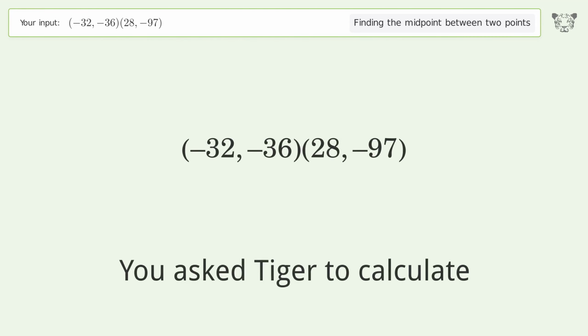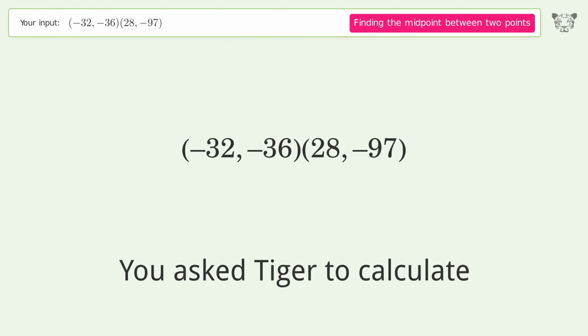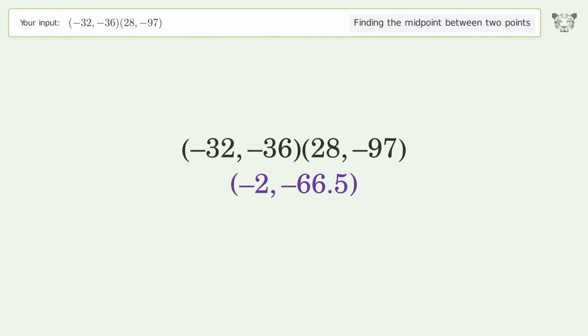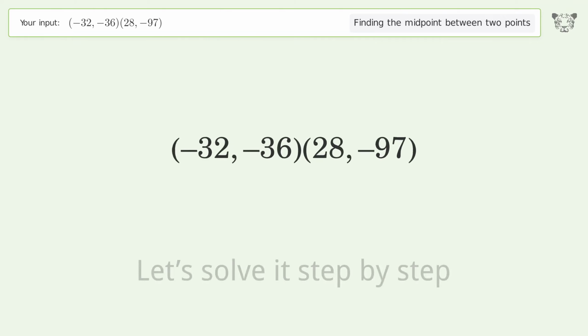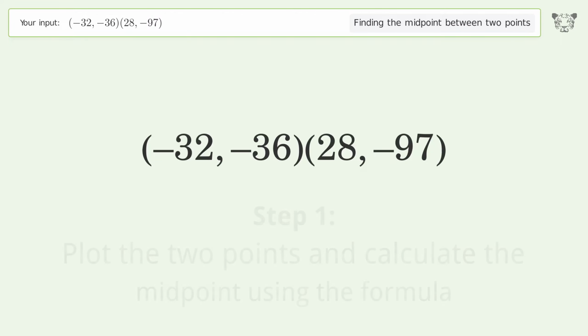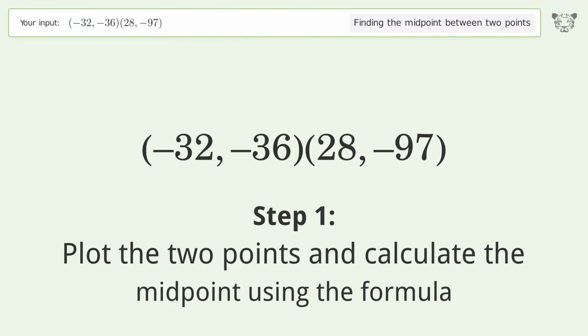You ask Tiger to calculate. This deals with finding the midpoint between 2 points. The midpoint between the 2 points is -2, -66.5. Let's solve it step by step. Plot the 2 points and calculate the midpoint using the formula.